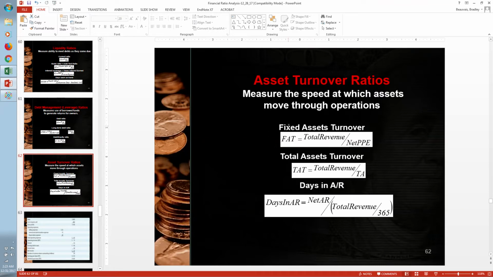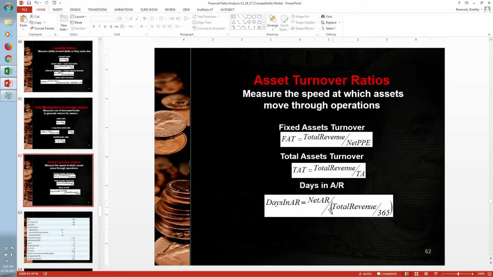The big one that we often hear referred to is not only our fixed asset turnover, or FAT, our total revenue divided by our net property, plant, and equipment, that's PPE, and total asset turnover. You're going to hear about this later in our DuPont calculations, where we take our total revenue divided by our total assets. And last but not least, days in accounts receivable.